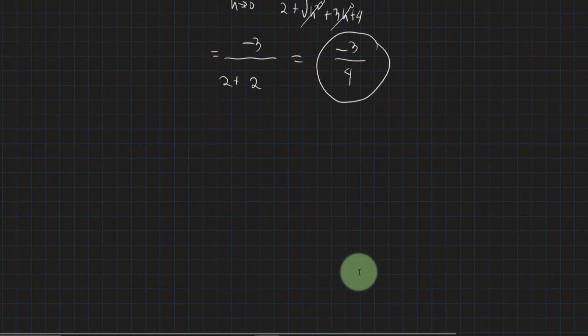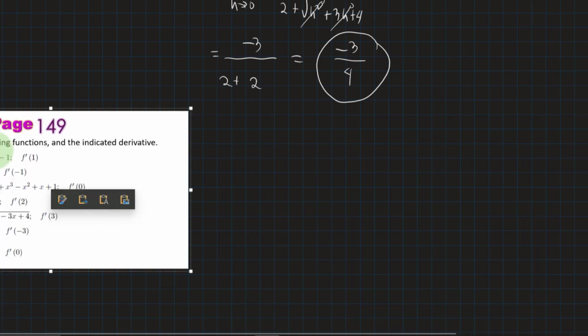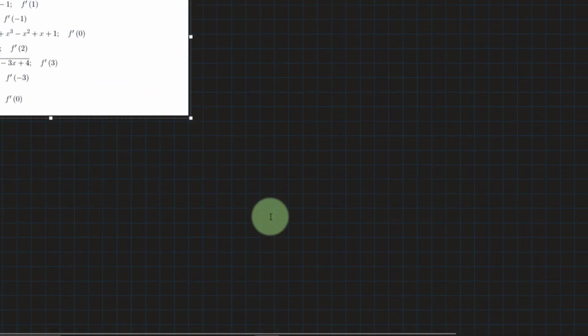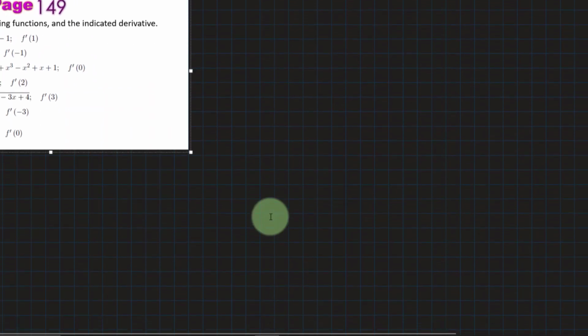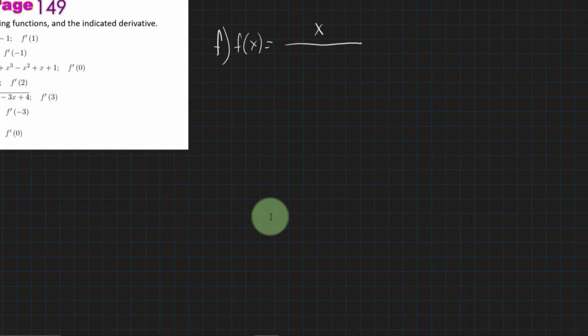Okay? Another one. Letter F. So, f of x is equal to x over 2x minus 1. Okay? Kunin natin yung f of negative 3, f prime of negative 3. Our x here is negative 3.